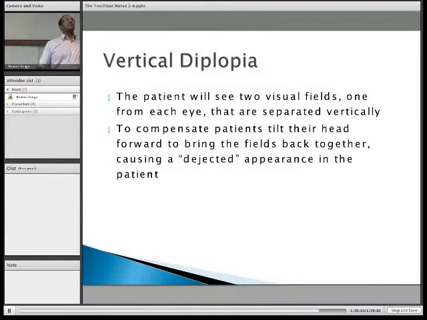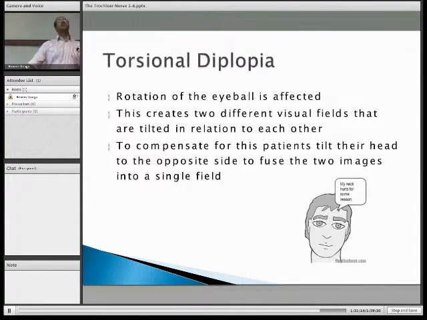So vertical diplopia is where the patient sees two visual fields, one from each eye, and they're separated vertically. To compensate for this, patients tend to tilt their heads forwards, and it's sometimes called a dejected palsy or a pathetic palsy because they look kind of just down. It's a bit of a mean name, but you also get torsional diplopia.